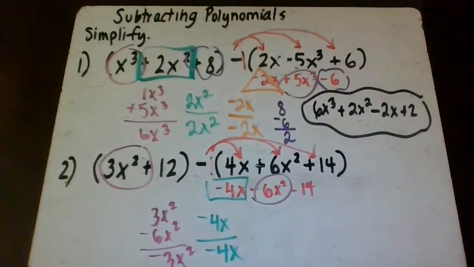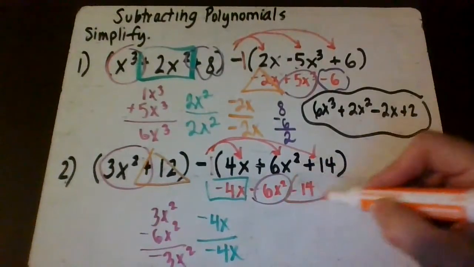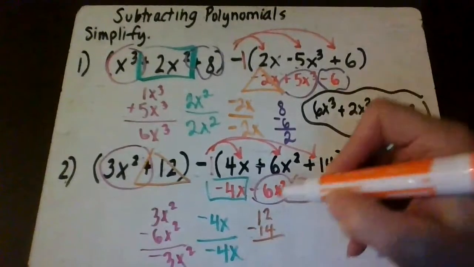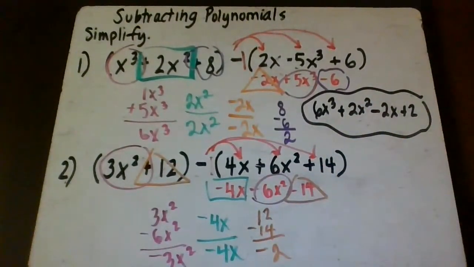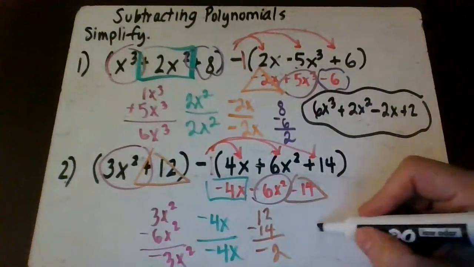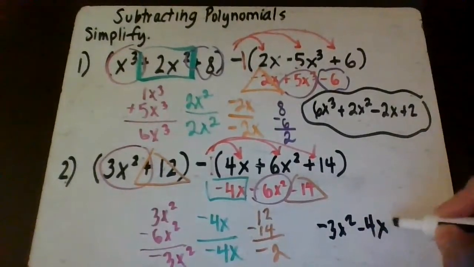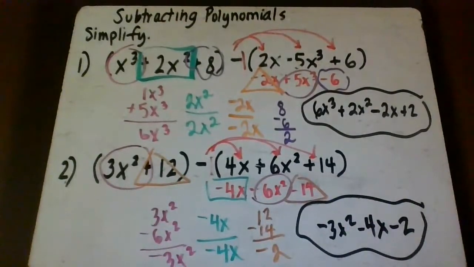And then last but not least, it looks like I have some constants. So I have a +12 and a -14. And 12 minus 14 would be -2. All right, write it in standard form. So I have -3x squared minus 4x minus 2. Subtracting polynomials.